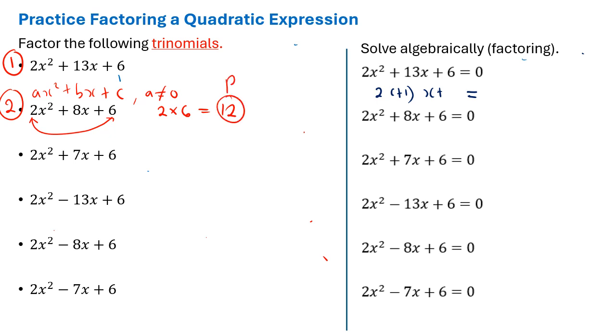Then this positive 8x here, the coefficient of x is 8, right? So I'm going to pull it out, bring it here and write that as the sum. So 8 is the sum. Now I am going to break this 12 into two numbers such that when I multiply them, it'll give 12, but when I add them up, it'll give 8.